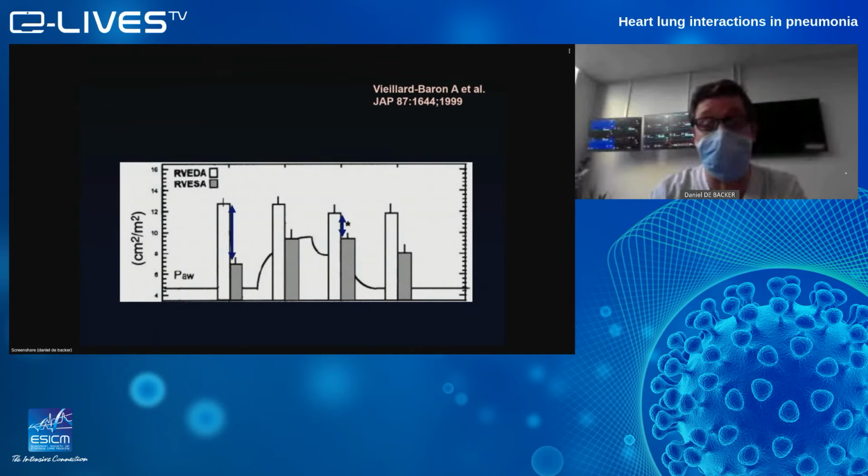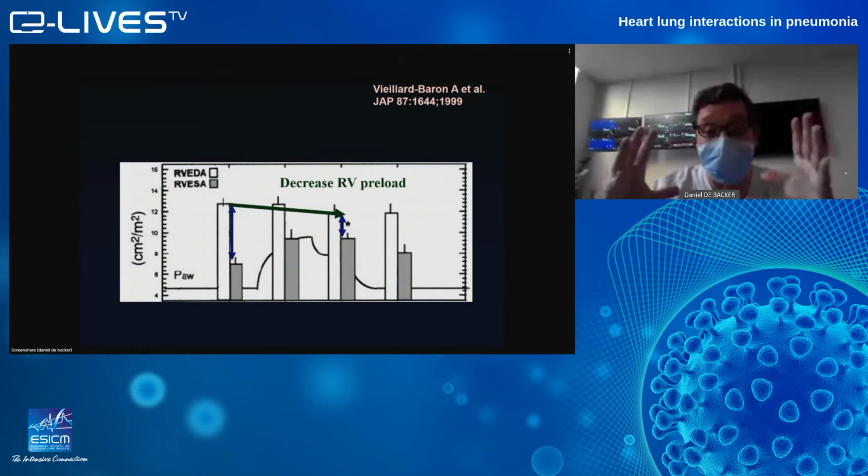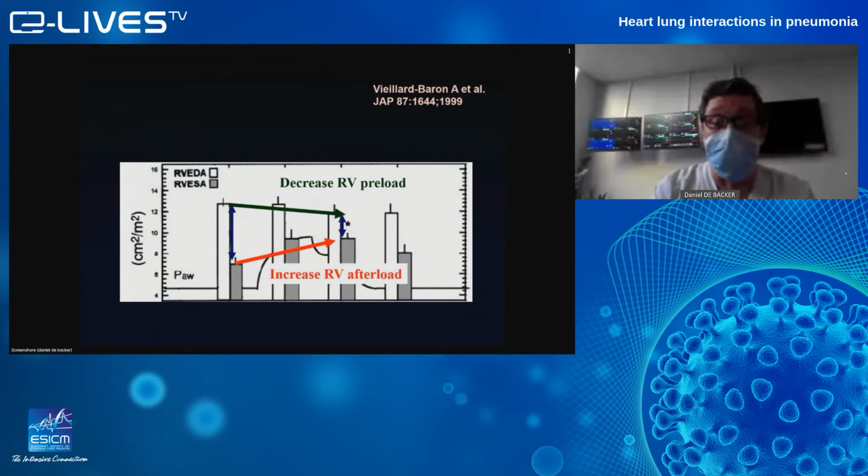And this decrease in stroke volume was due to a combined effect. On one hand, a decrease in the right ventricular preload, because indeed the diastolic area decreased during inspiration, but also an increase in the right ventricular afterload. So the combined effect plays a role in this decrease in stroke volume.